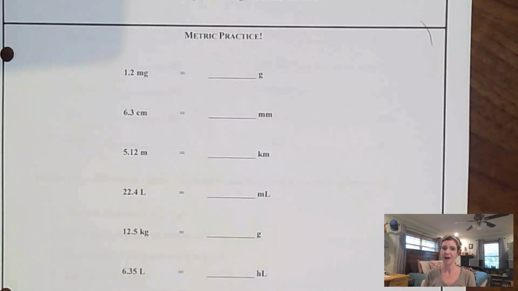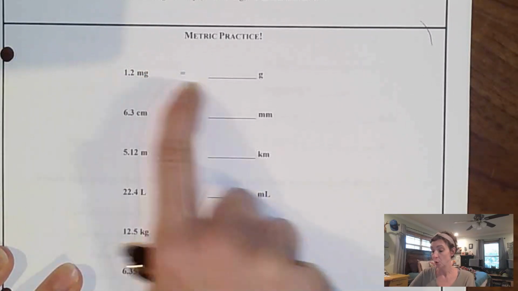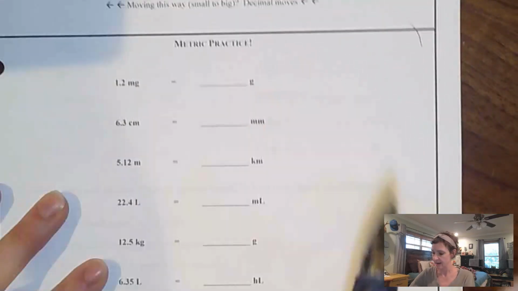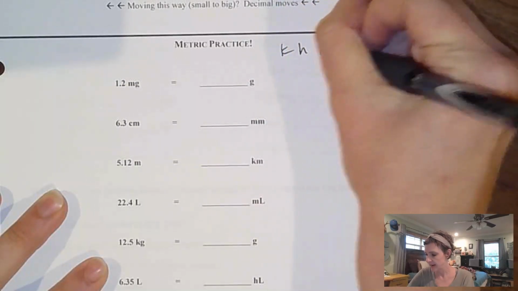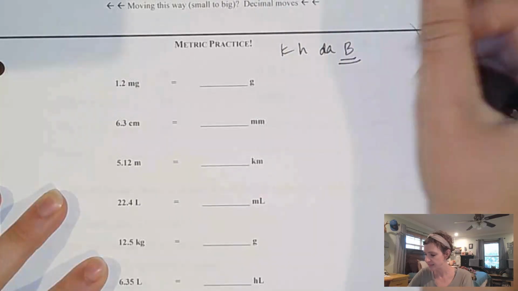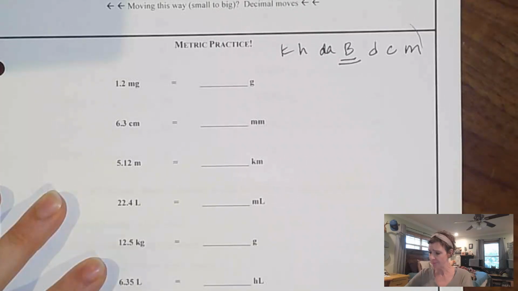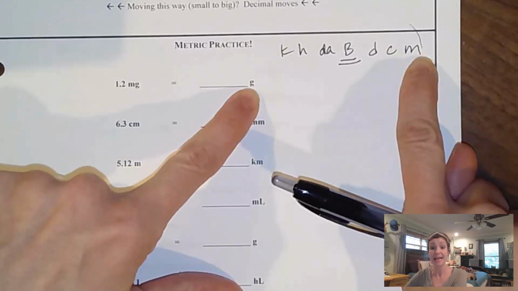So I'm giving y'all some practice problems here. What we have is we are converting from milligrams to grams. Now, instead of me doing this business and making you guys dizzy, I'm just going to blast out my King Henry died by, so once again, that's my base, drinking chocolate milk. Yes? So I'm going from milli to grams. Grams is a base unit.